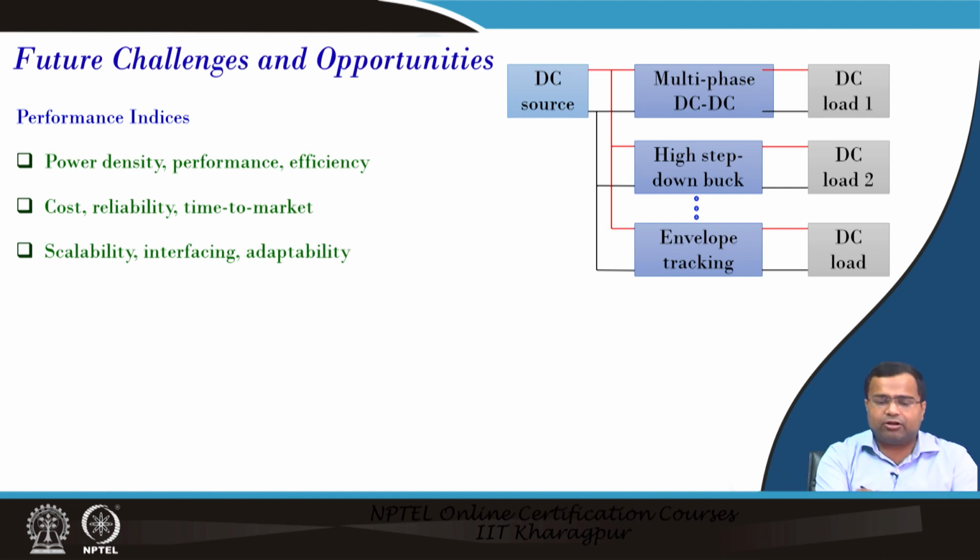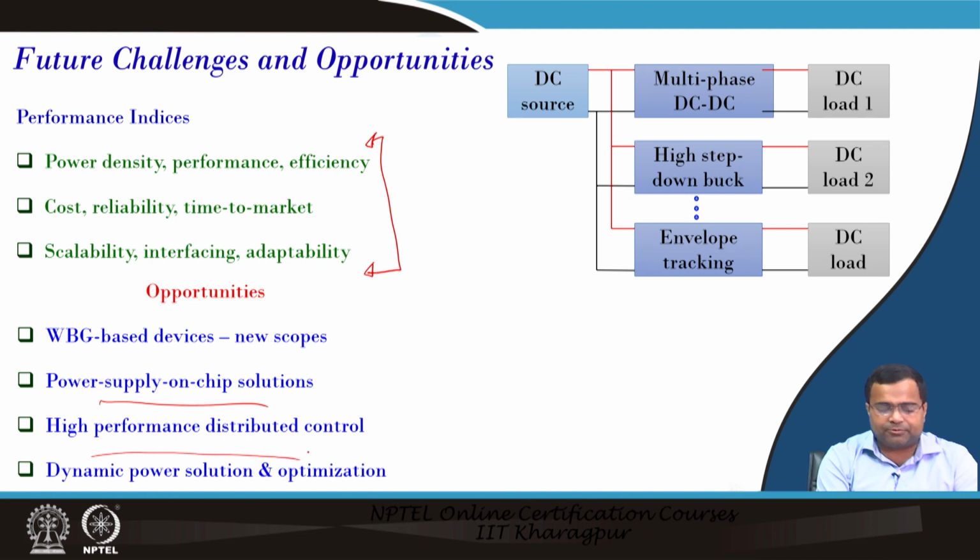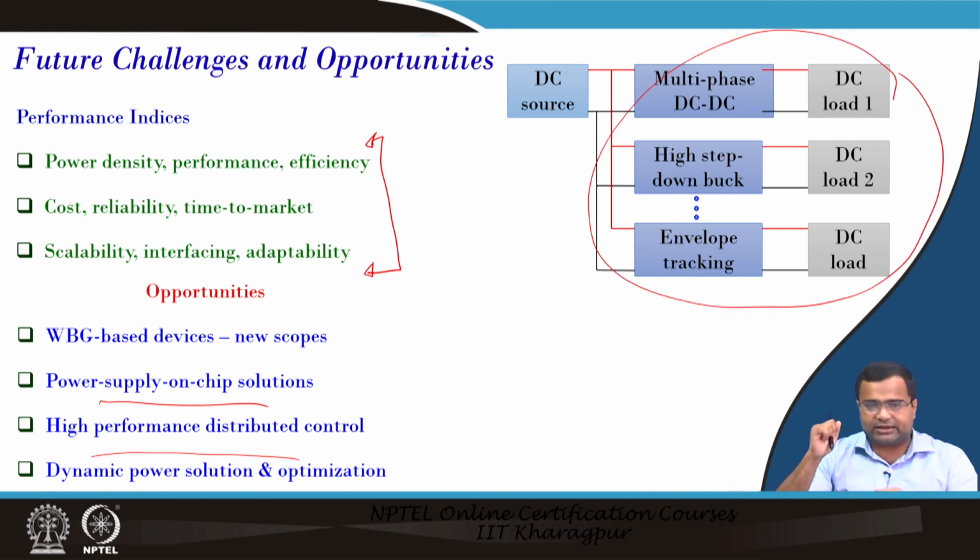So this will have enormous implications for future digital control development, and the opportunity will be wide bandgap based devices and power supply on chip, because we want to achieve a high power density solution. Then we want to achieve high-performance distributed control for such an interconnected DC-DC converter network, and we also need to achieve very high performance and dynamic power solutions with optimization.